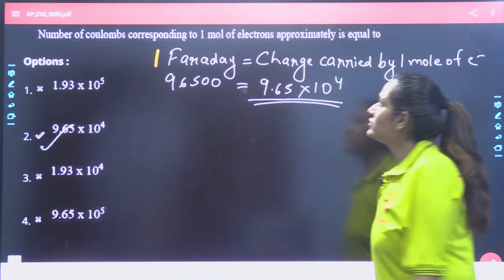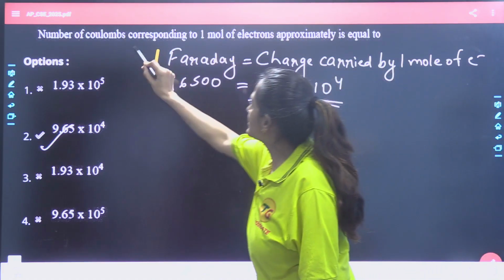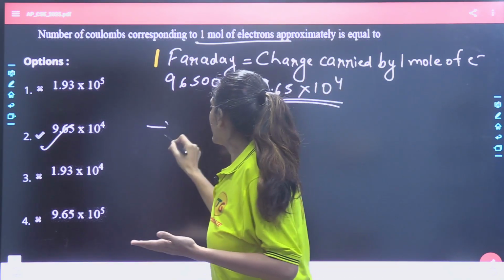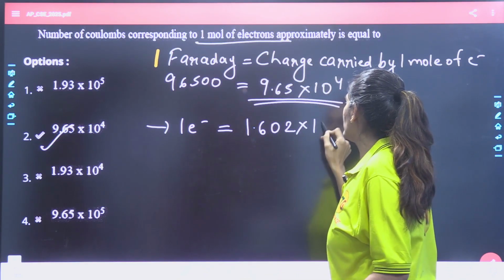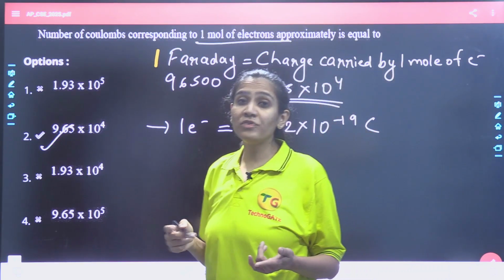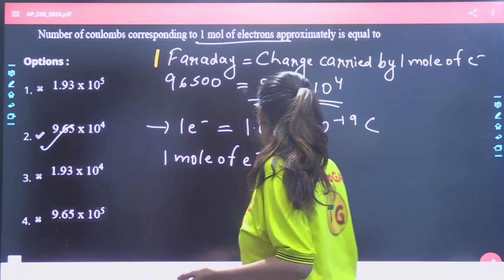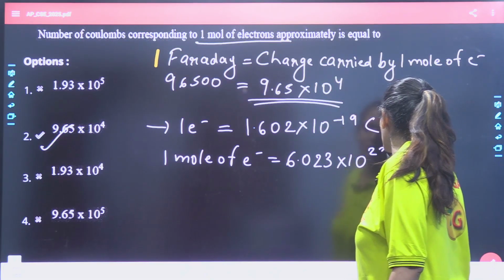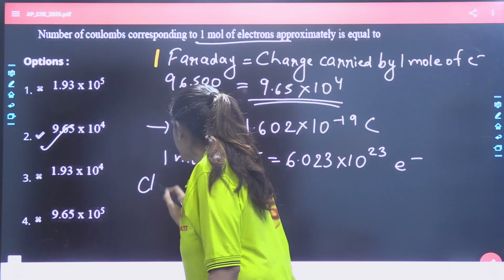This is the number of coulombs corresponding. See, it is very simple. Here it is just asked that 1 mole of electrons, how much charge are they having. See, on 1 electron the charge is 1.602 into 10 raised to power minus 19 coulomb. 1 mole of electrons means how many electrons we are having? 6.023 into 10 raised to power 23 electrons.